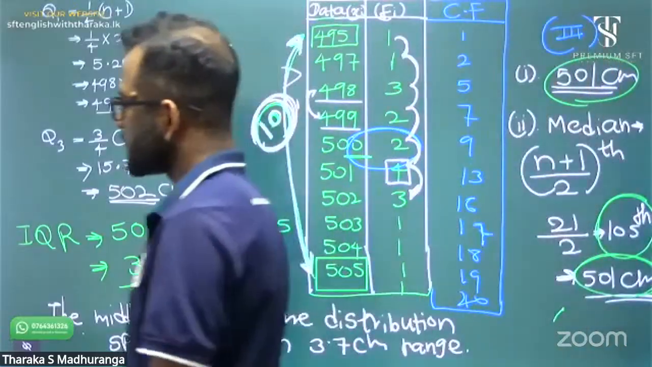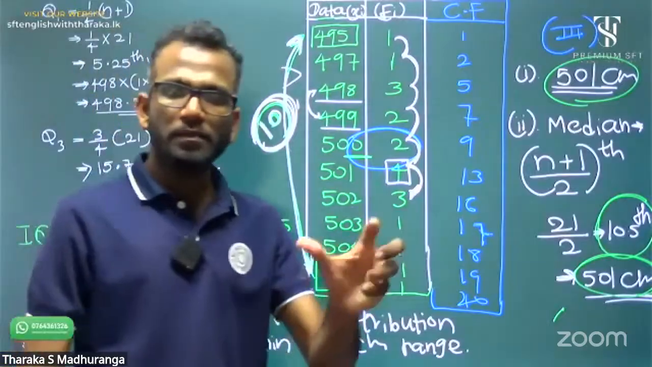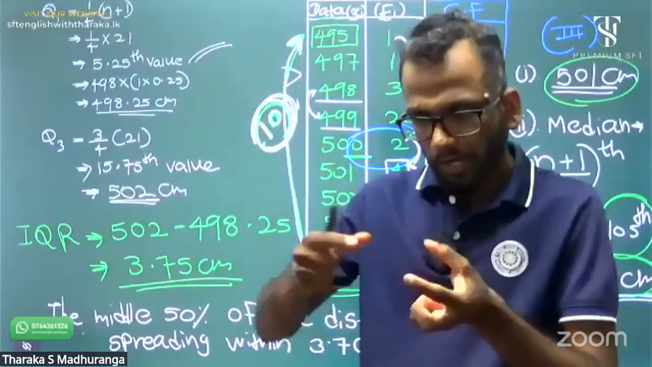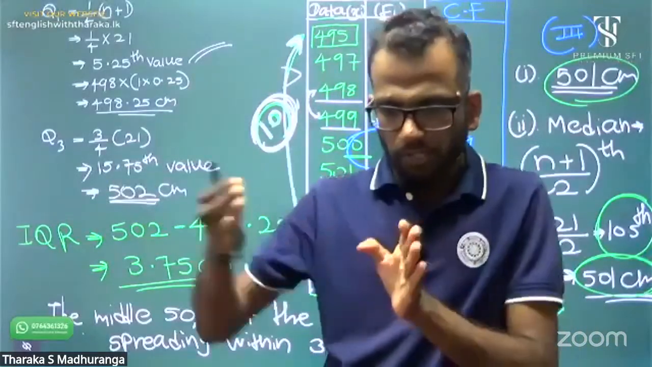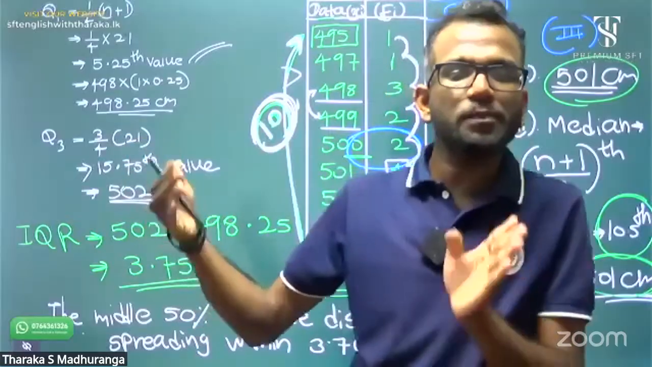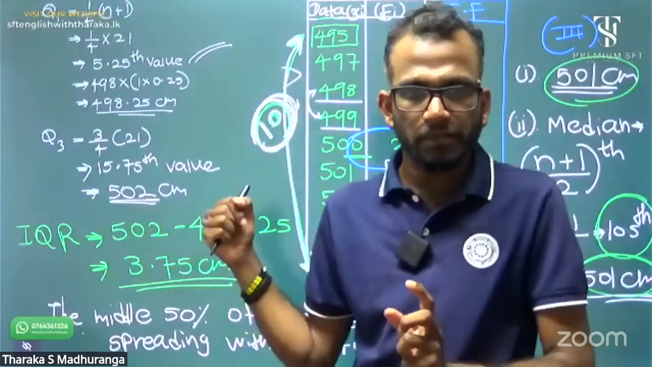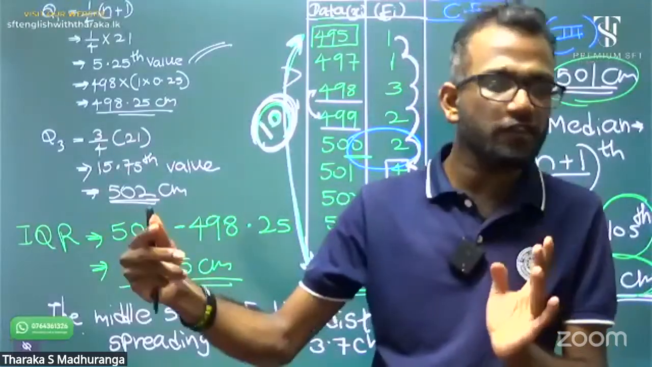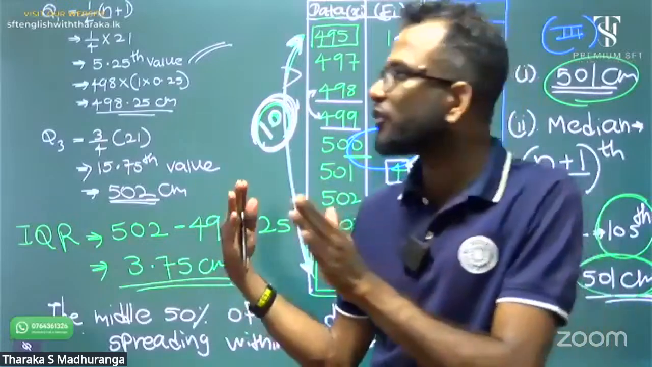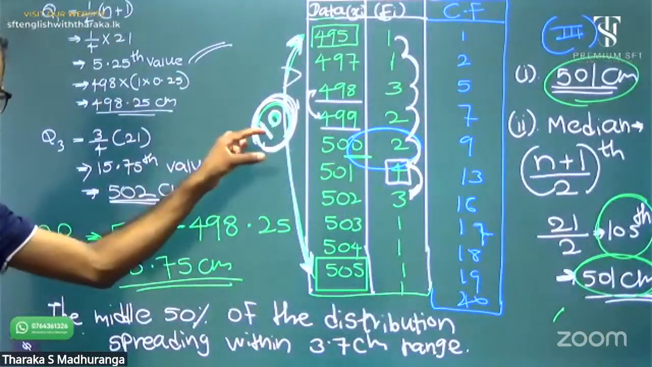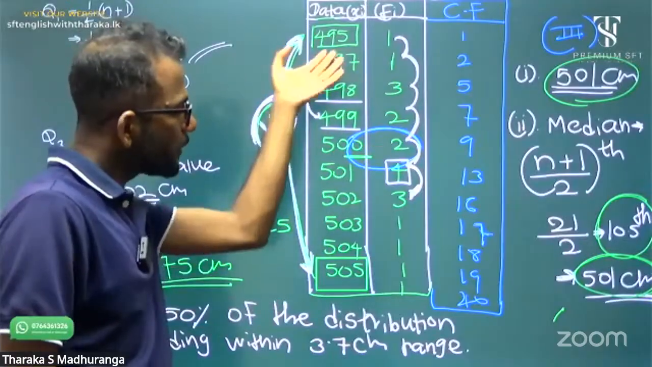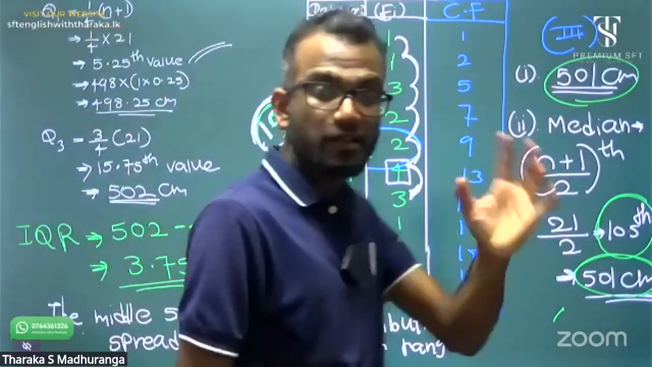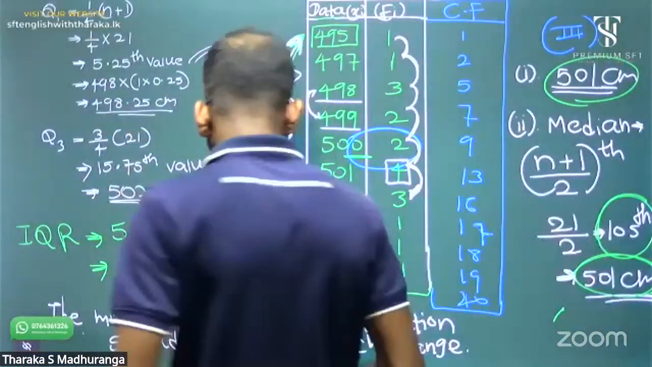Yes. The interquartile range explains what? The middle 50% spreading, the way it is spread. The value is this 3.75 according to this distribution. Then you can explain the middle 50% of the distribution spreads within 3.75 centimeters. If the question asks about the range, the range concludes that the entire distribution is spreading within 10 centimeters. That value depends on the distribution.